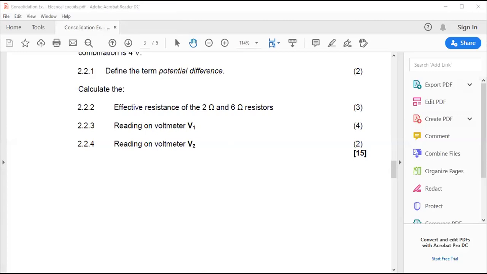All right. Okay. Something happened here. Let me just close this. Let me just try and open this again. Something has disappeared on my screen here. Okay.